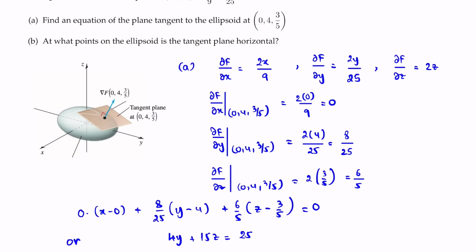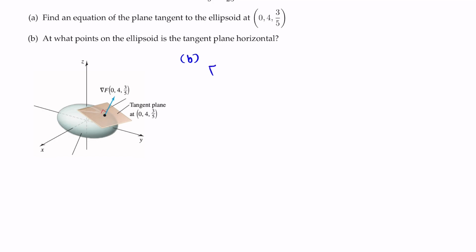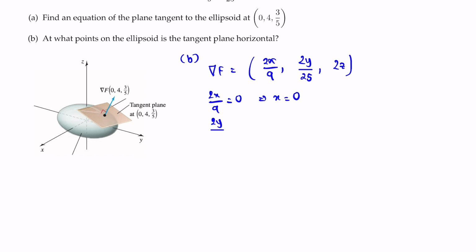Now in part B, they ask you at what point on the ellipsoid is the tangent plane horizontal. So if the tangent plane is horizontal, the gradient must point in the z direction. Therefore, the x and y components of the gradient are 0. So given the gradient vector of the form (2x over 9, 2y over 25, 2z), you'd have that 2x over 9 equal to 0 implies that x is equal to 0, and 2y over 25 equal to 0 implies that y is equal to 0.